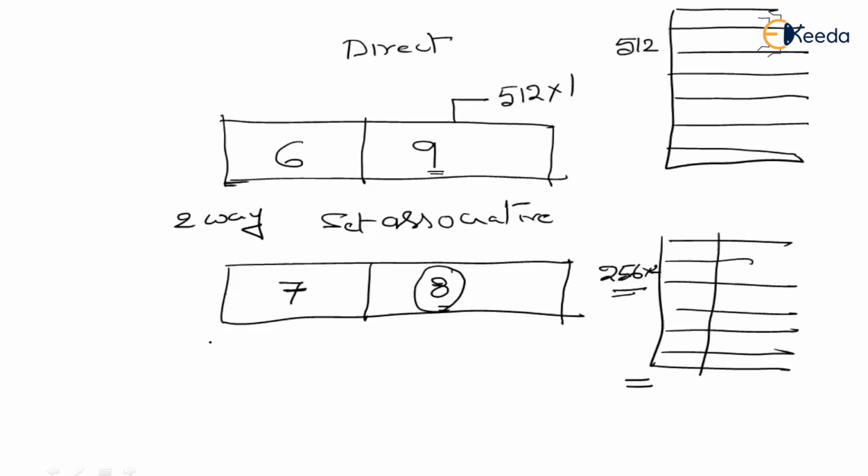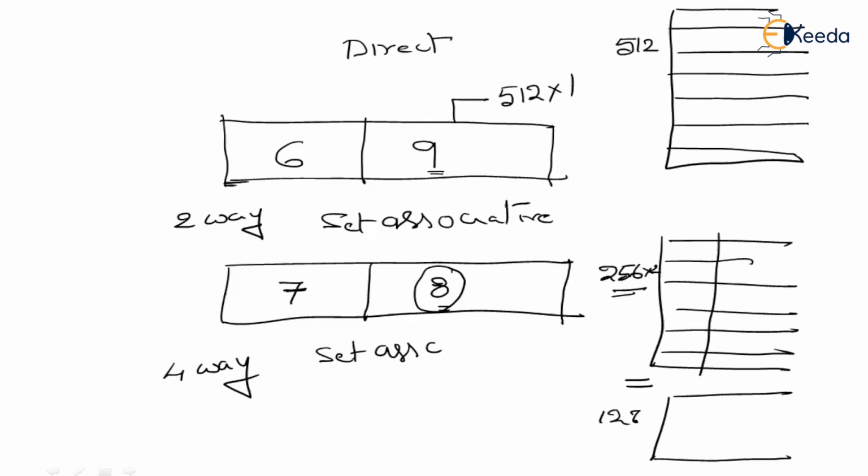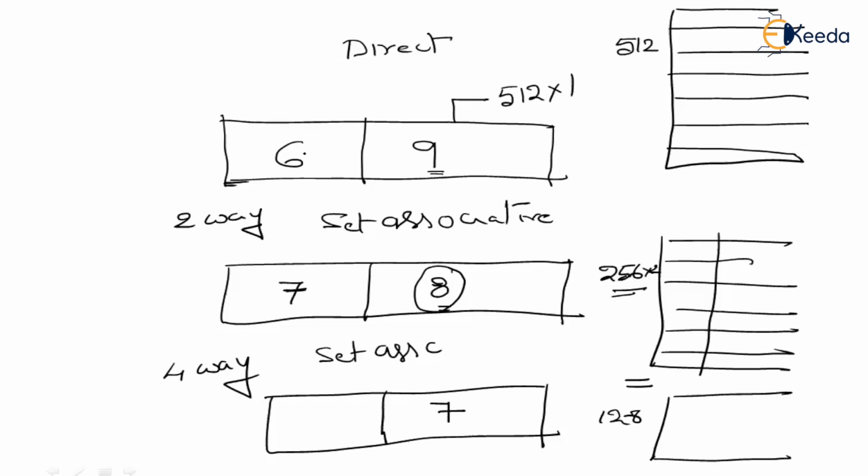There is something called four-way set associative mapping. In four-way set associative mapping, the number of lines gets reduced even more, to just 128. So at that time, index is equal to index minus 2, and tag is equal to tag plus 2. That is, index is equal to index minus 2, which is 7, and tag is equal to tag plus 2, which is 8.